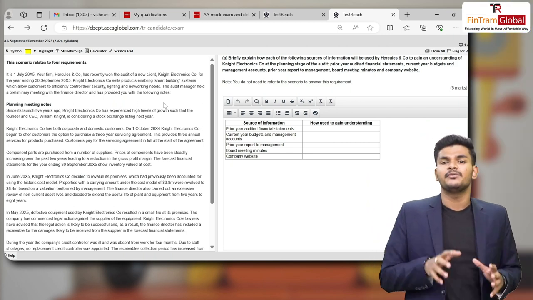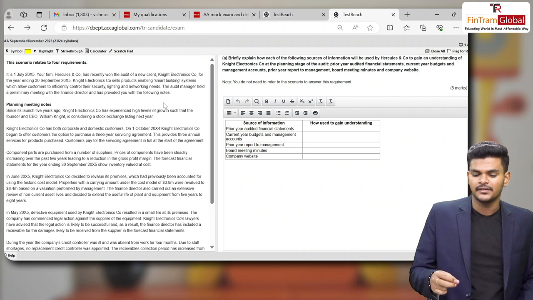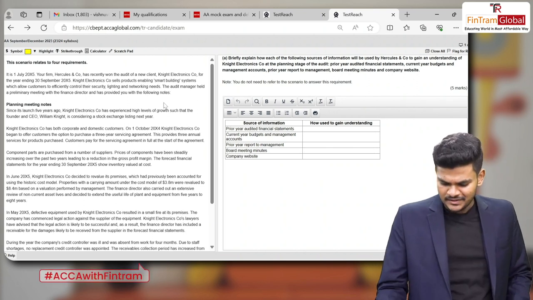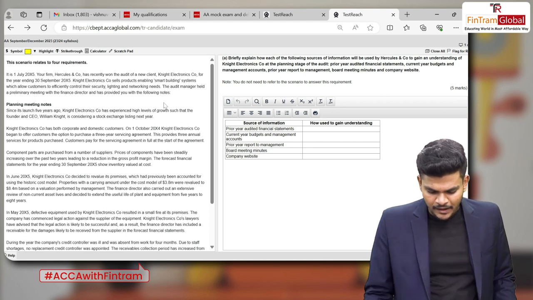When it comes to any case study question in any of the ACCA exams, the first thing that we do is read the requirement, isn't it? So let's read through the requirement here, okay folks? For this particular 30 mark question, we have four sets of requirements. First of all, let's read requirement A, which is kind of a generic theory question, I would say. So let's read it one by one, shall we?